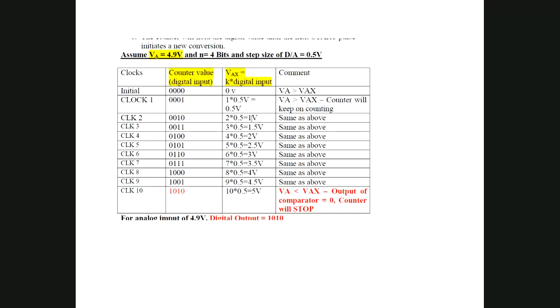So you are given VA is 4.9 volt, the input, and the number of bits will be given to you.